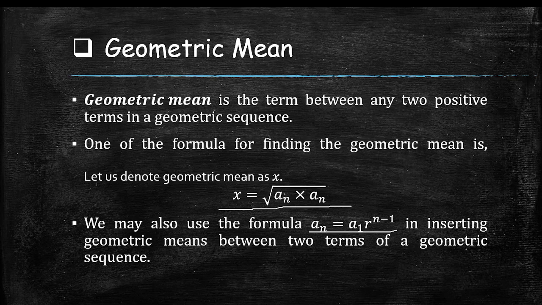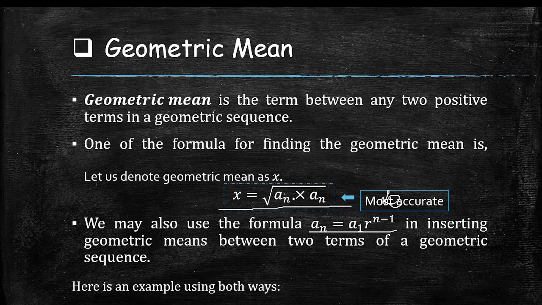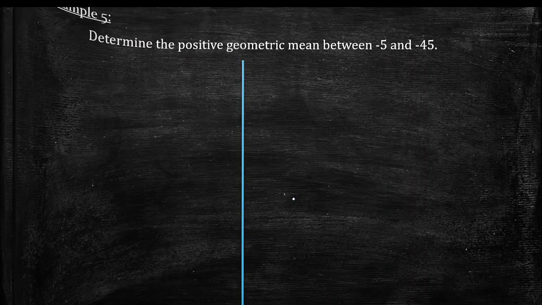So, later on sa example, isa lang kasi yung example na ginamit ko, wait, I think dalawa din, pero yung unang example na ipapakita ko sa inyo, malalaman nyo yung reason bakit sinabi kong more accurate to. Hindi pala most. Dapat more. More lang yan, class, ha. More accurate yung formula na x equals to square root of a sub n times a sub n. So, let's start.